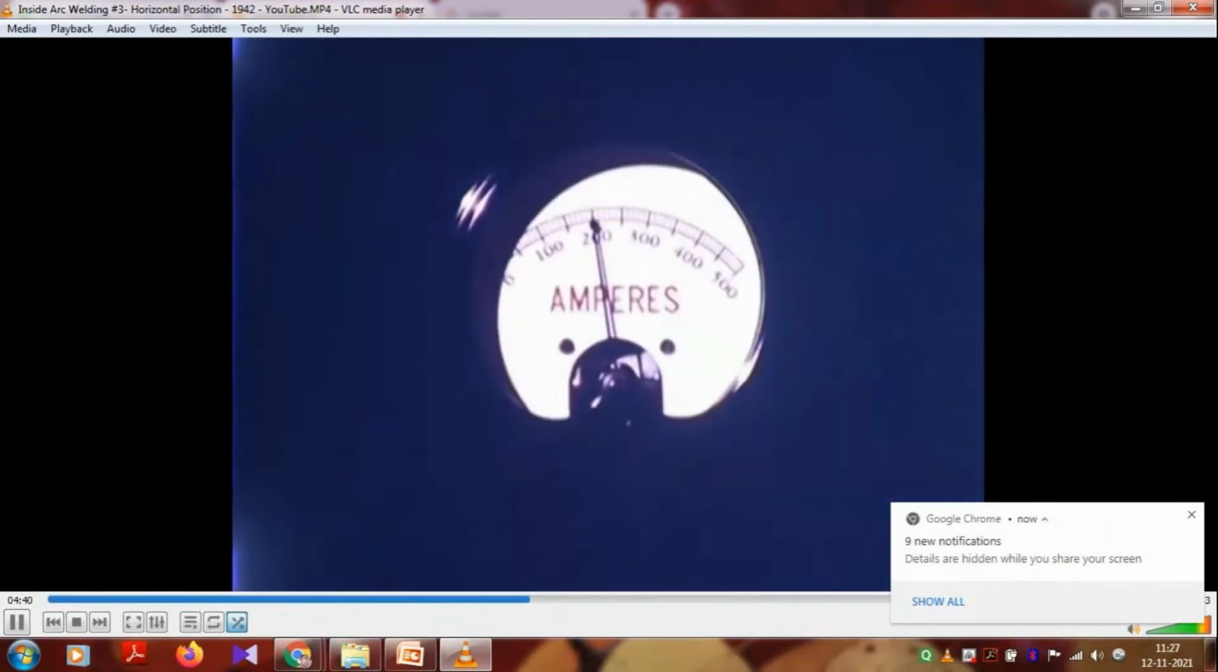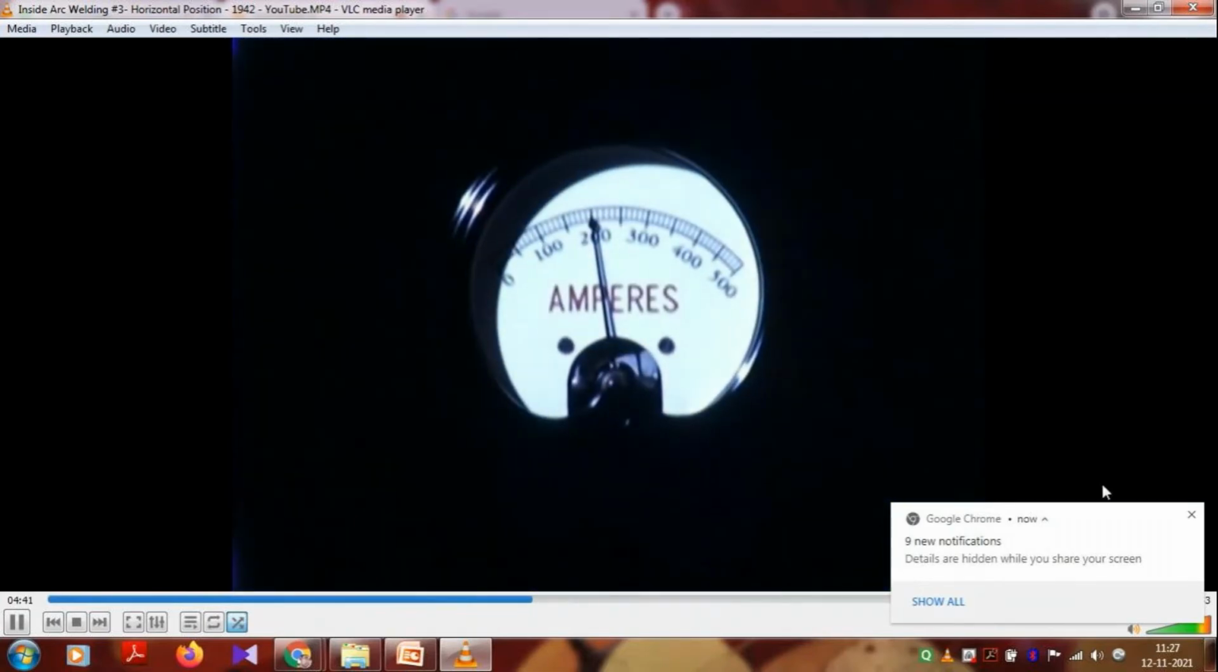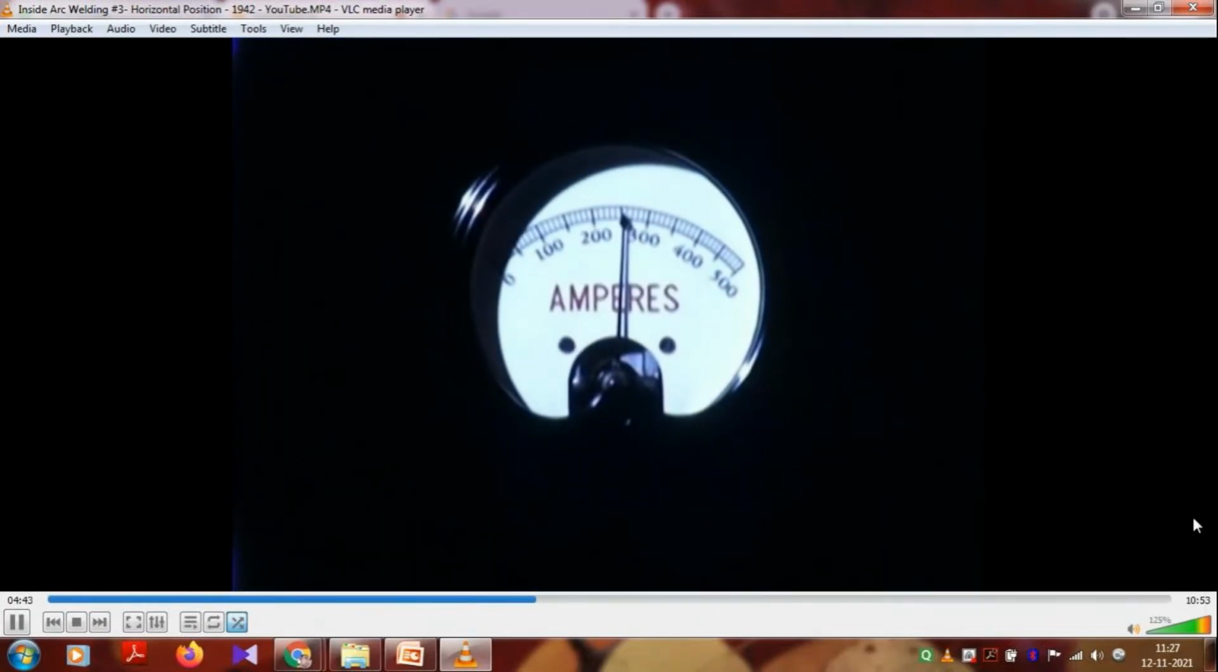If the current setting on the machine is not correct, we will encounter difficulties. If the current is too high, there is too much heat, causing the metal to melt too fast for good control. Slag is hard to remove, and spatter is excessive. There is undercut at the top, and penetration is too deep. There is a serious waste of metal.